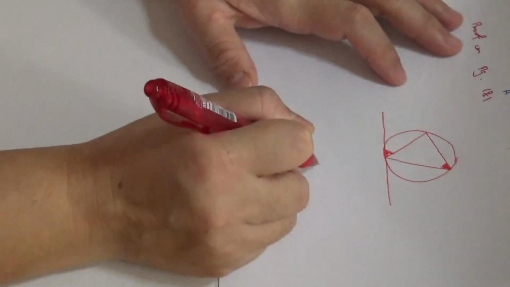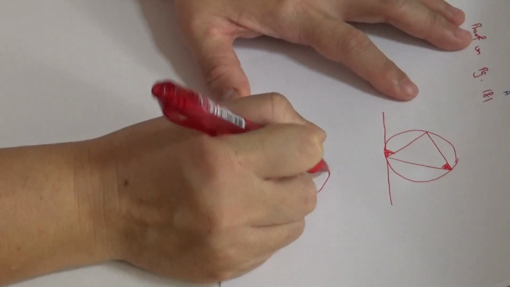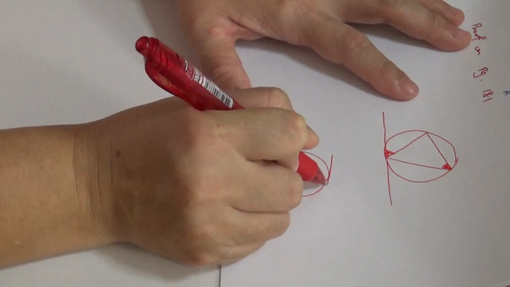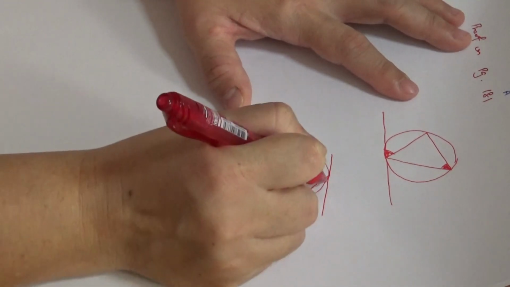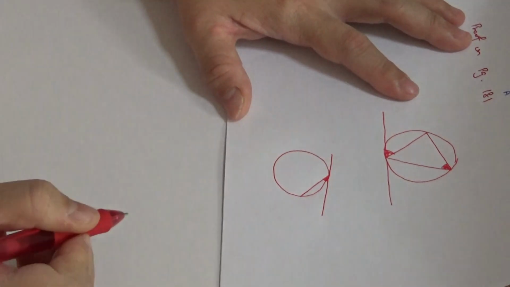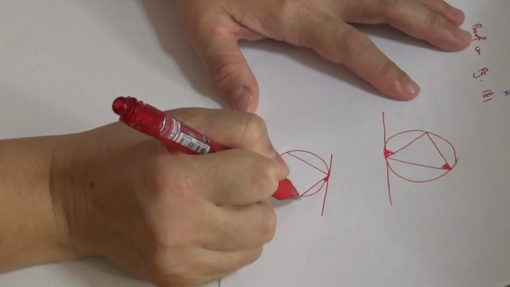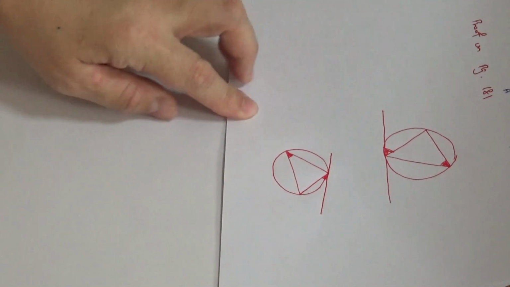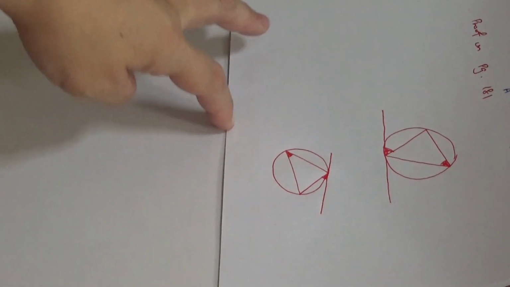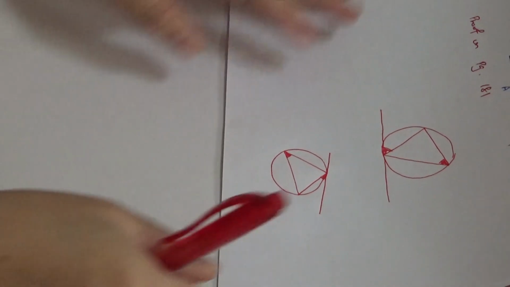Now let me draw you another orientation. Supposing this is a tangent, this is a chord. This is the angle formed by the tangent and the chord. Now I project this. This will be the angle that is equal. So this will be the alternate segment theorem.